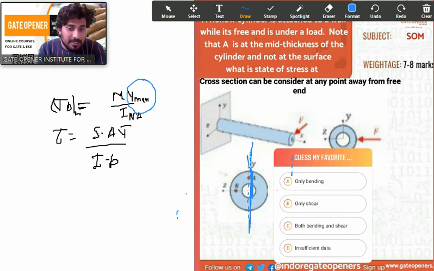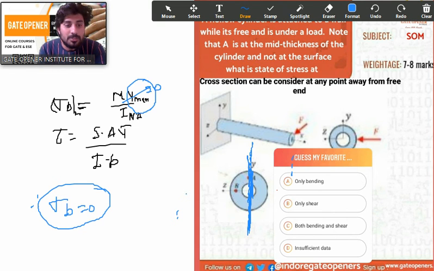What you can understand is, if the point is lying on the neutral axis, that means y is going to be 0. From here you can conclude sigma b is going to be 0. If bending stress is going to be 0, what is left now? You are going to have only shear stress. So shear stress will be non-zero because there is a force F and an area.